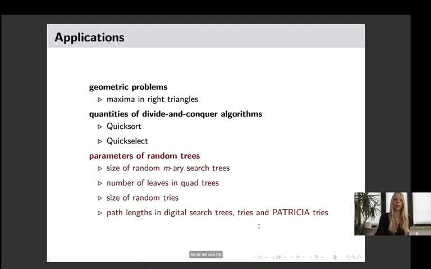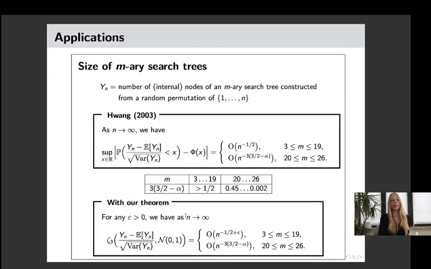So then, as a third large class of examples, we can analyze parameters of random trees. For example, the size of random m search trees or the size of random tries, the number of leaves in quad trees, or different path lengths in random trees, for example, in digital search trees, tries, and Patricia tries. So here, for example, if we now denote by Y_n the size, so the number of internal nodes of an m search tree, then Huang showed in 2003 that this quantity is asymptotically normal for m at most 26. And he also derived convergence rates for the Kolmogorov metric.